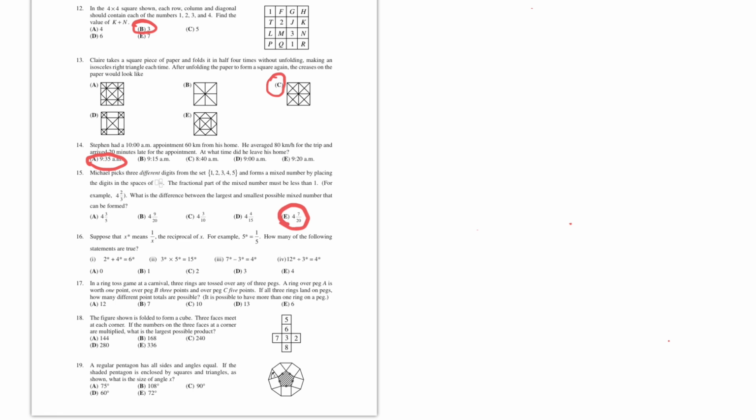Number 16. Suppose that x star means 1 over x, the reciprocal of x. For example, 5 star is 1 over 5. How many of the following statements are true? Let's calculate the first one: 2 star plus 4 star equal to 6 star.